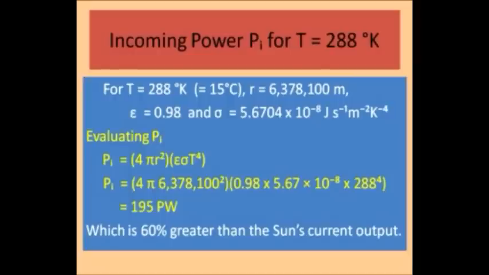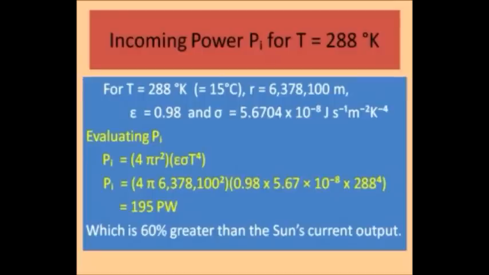The global mean temperature is about 15 degrees centigrade. That is 31 degrees higher than our calculated temperature for the Earth had it not had an atmosphere. Let's investigate how much we need to increase the incoming power to produce a global mean temperature of 15 degrees centigrade, 15 degrees being 288 degrees Kelvin.